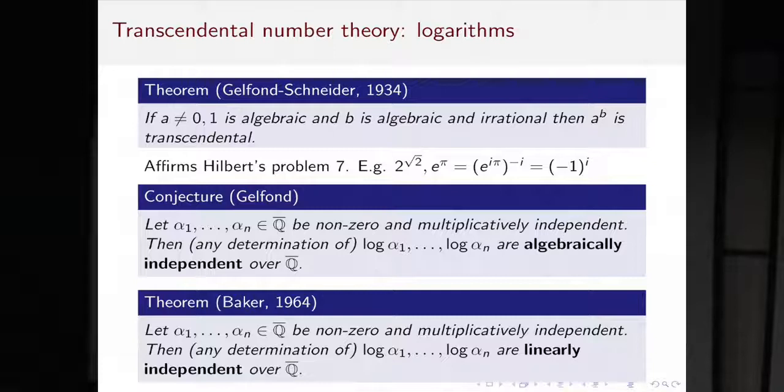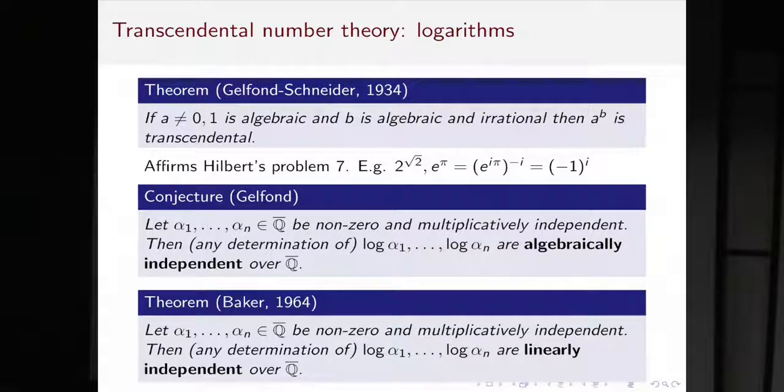So now I want to talk a bit about logarithms. One of Hilbert's problems, problem 7, was to prove this statement, which was the Gelfand-Schneider theorem, that an algebraic number, not 0 or 1, to an irrational algebraic power is always transcendental. And so you have the particular examples, which were the original examples of Hilbert. 2 to the root 2 is transcendental, and e to the pi, which can be viewed as a value of -1 to the i.